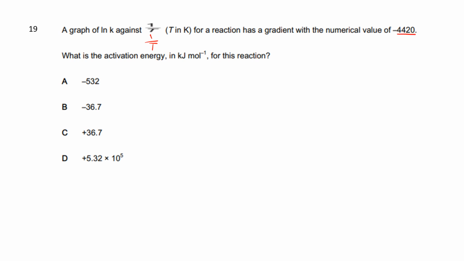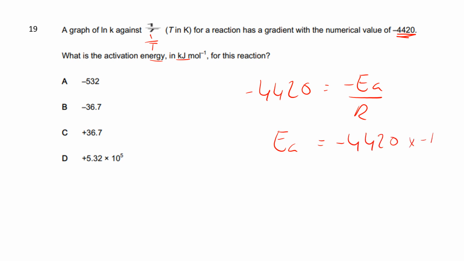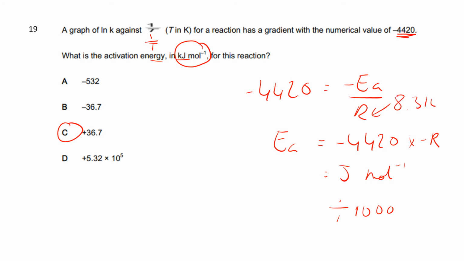Gradient of this. So we want to work out the activation energy in kilojoules per mole. So that we know, as always with these graphs, equals minus Ea over R. So Ea equals minus 4420 times by minus R. Okay, that'll give you an answer in joules per mole. So you have to divide it by 1,000 to get into kilojoules per mole. And if you do that, you get C. Remember, R is a constant, 8.313.